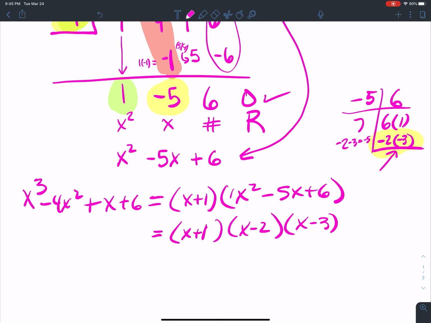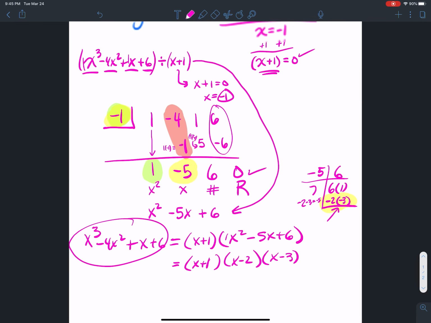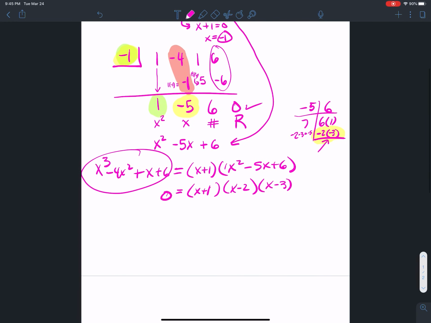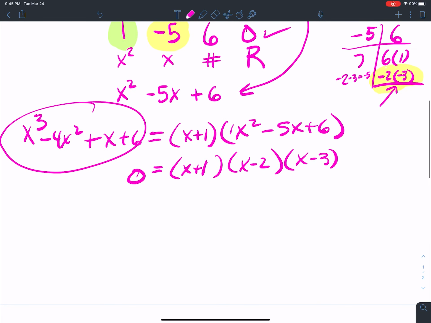So what did I do? This equation, originally we had it set equal to 0, right? So we have it set equal to 0, and we're trying to solve. So now how do we solve? I set each piece equal to 0, and I solve for x.